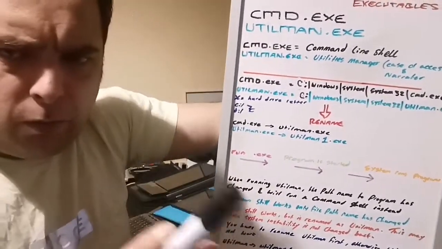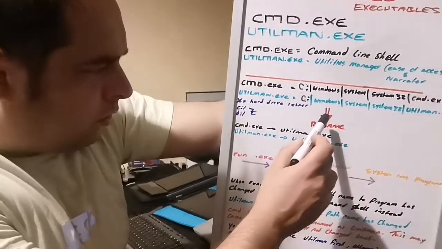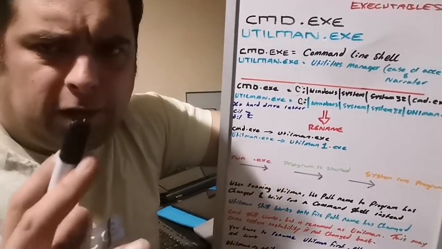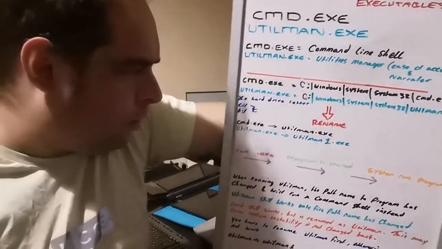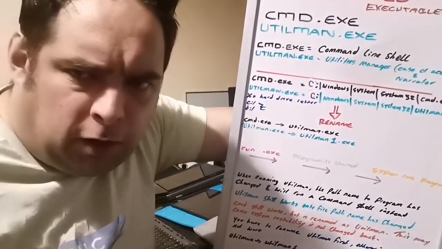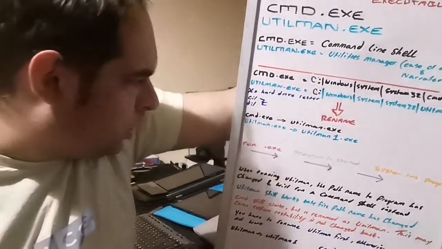Right. So what we're going to do is we're going to rename these. Now, it's very specific that you have to get this in order. You actually need to rename utilman first, and I'll explain why.